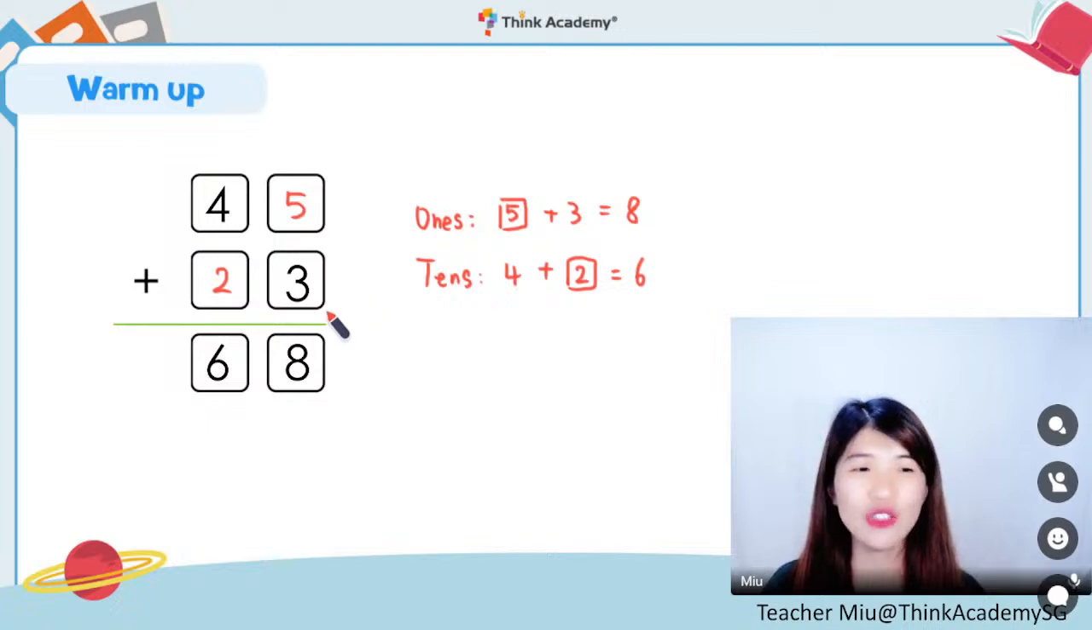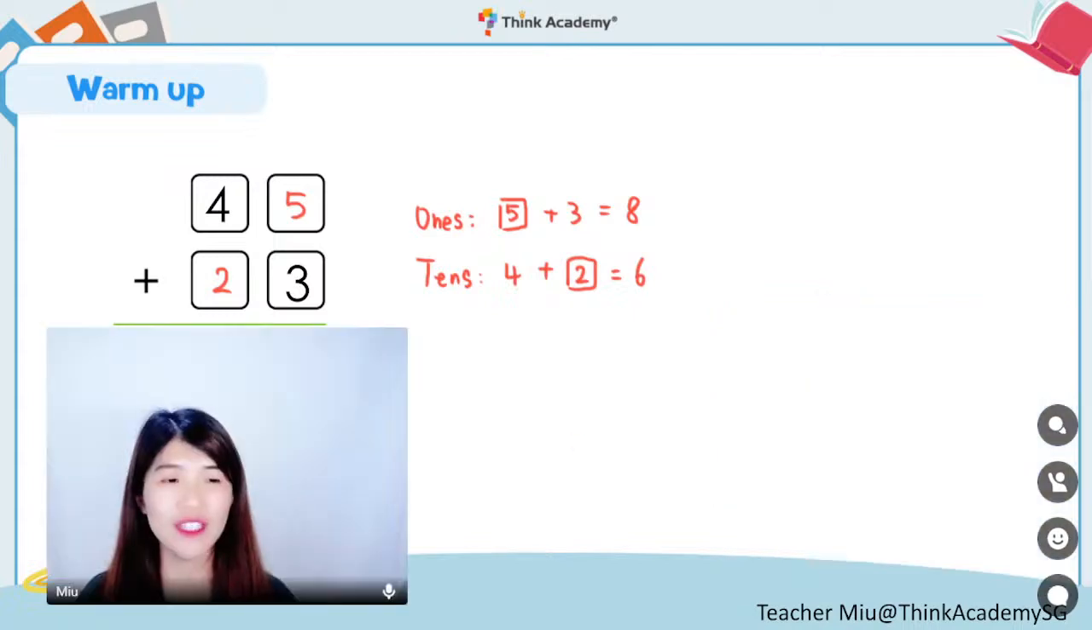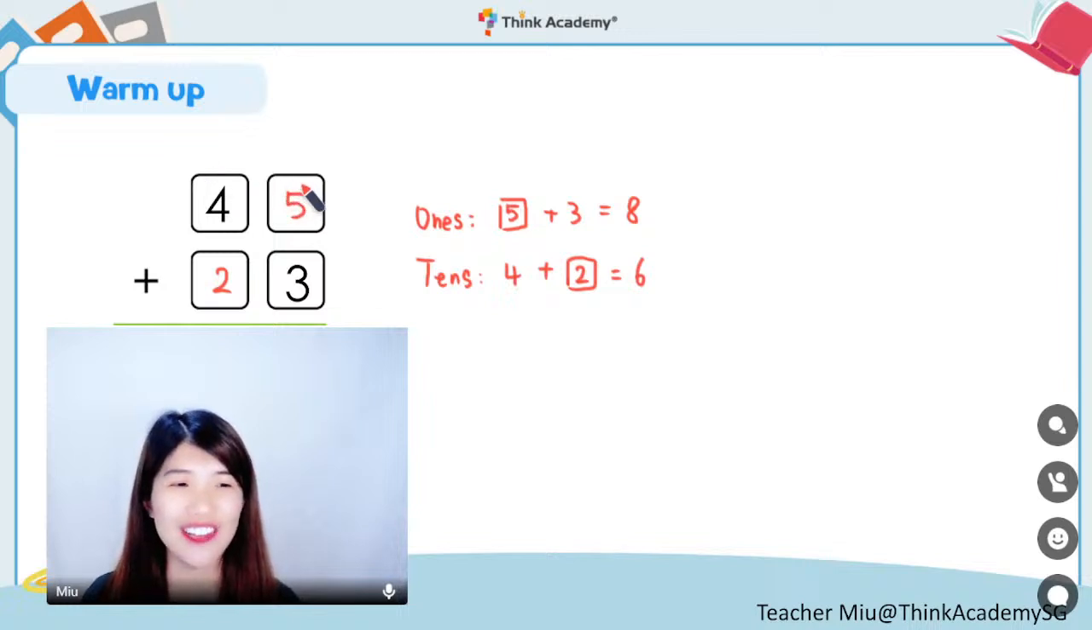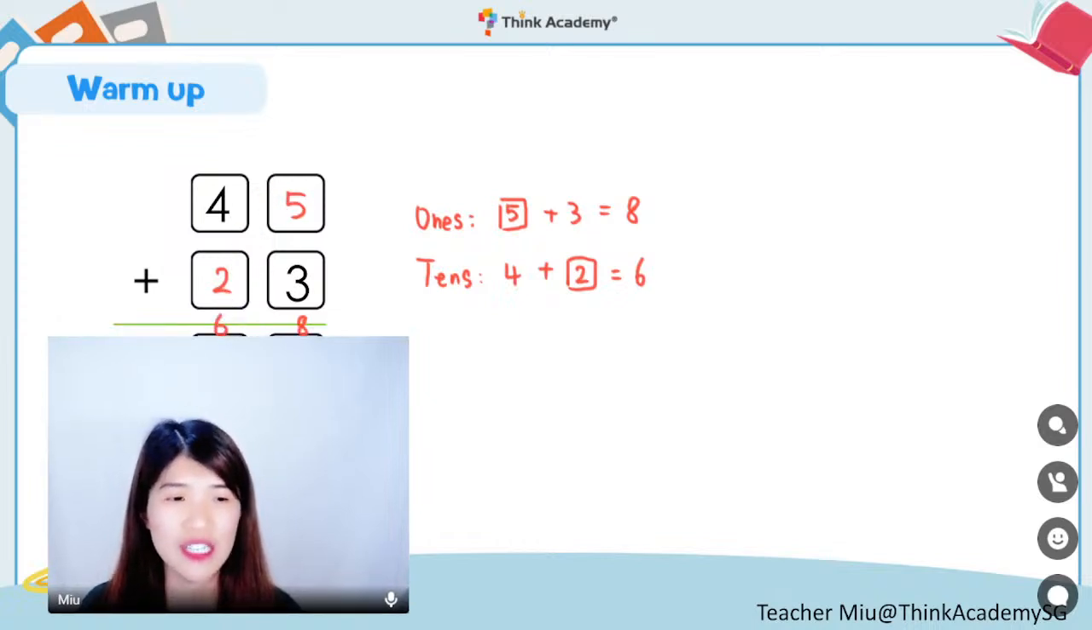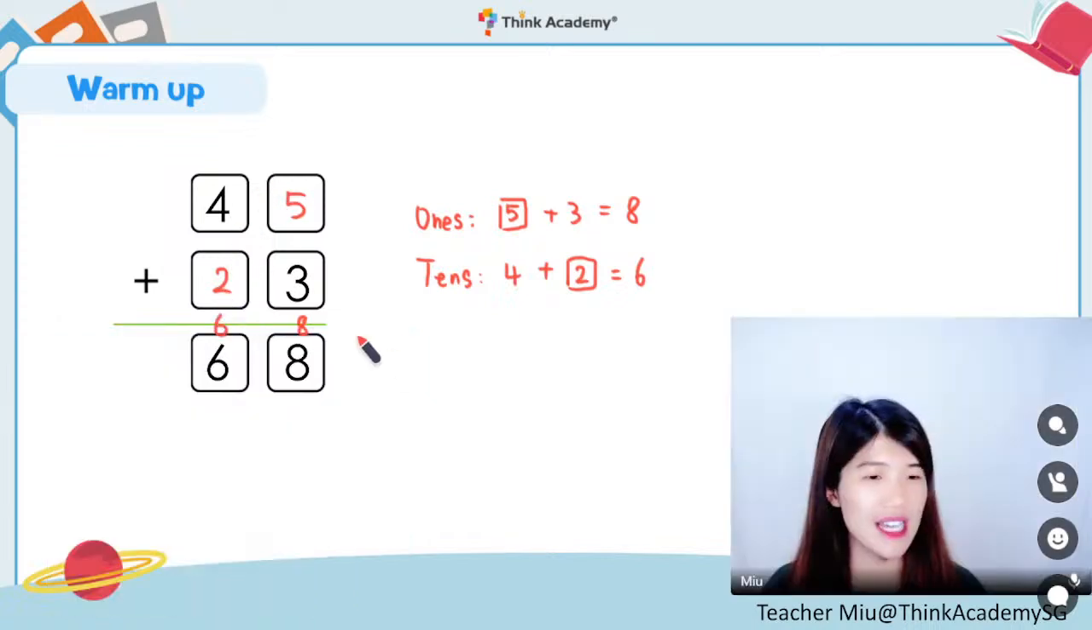Yeah, don't forget to check your answers, especially when you're doing in your contest. Make sure that you're doing everything correct. How to check? That means you invite Teacher Miu to cover the answer for you and do this question. 5 plus 3 gives you 8. And then 4 plus 2, that gives you 6. So look at the answer. Is it 68? Yes, that means we are correct. So that's how we can do.